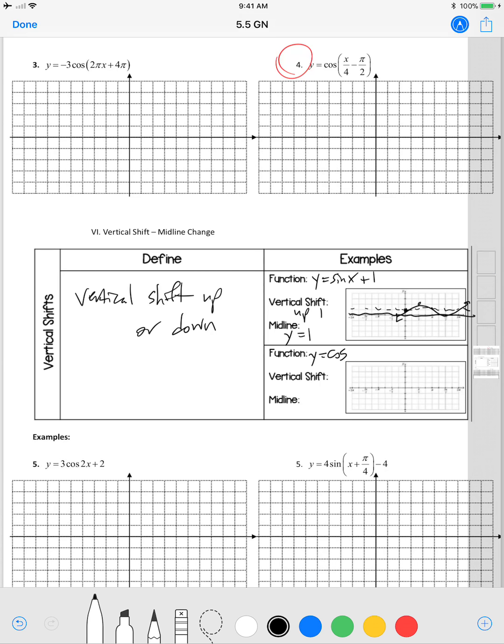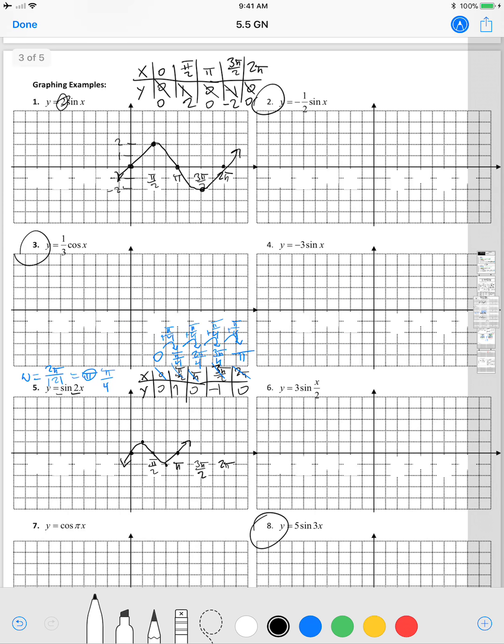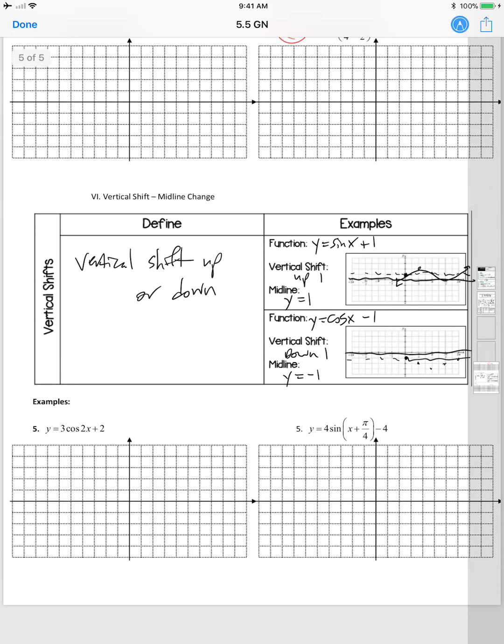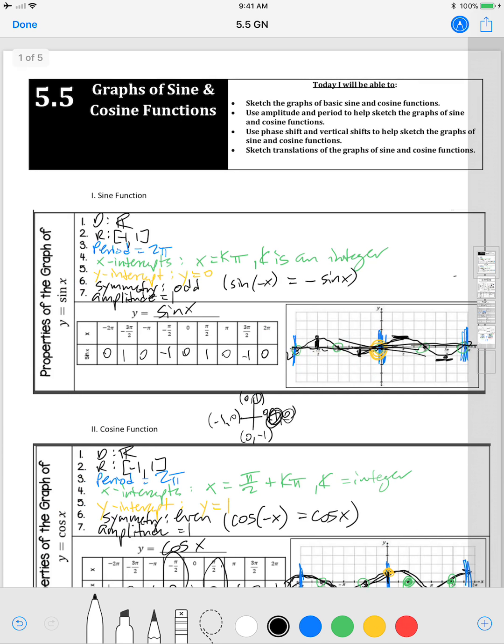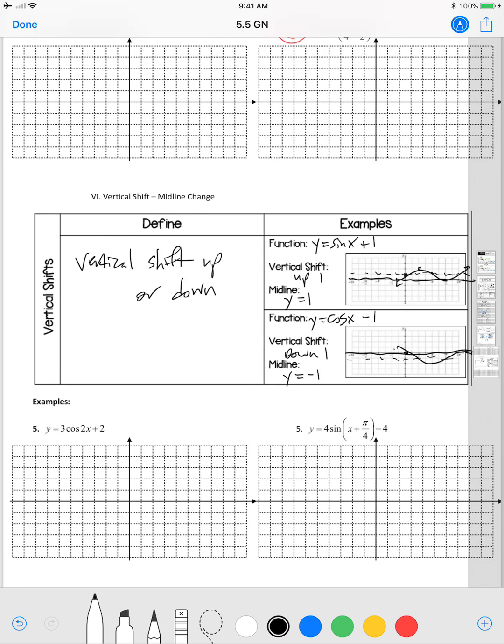If I have y equals the cosine of x minus 1, that's down 1. My new midline is y equals negative 1. So instead of the x-axis, I shifted down 1. Now that's where I'm starting. Oops. And actually, I just graphed that incorrectly. There. Sorry. It's tricky using this.